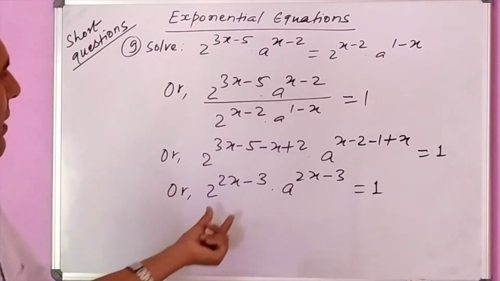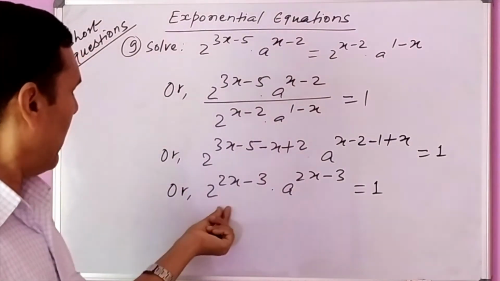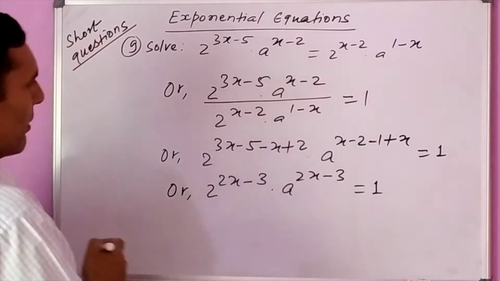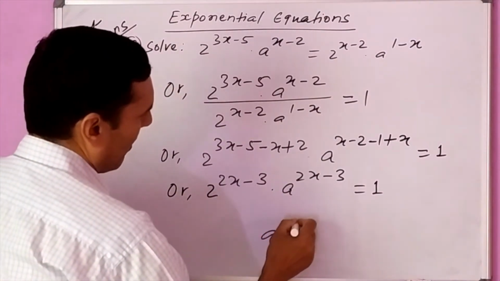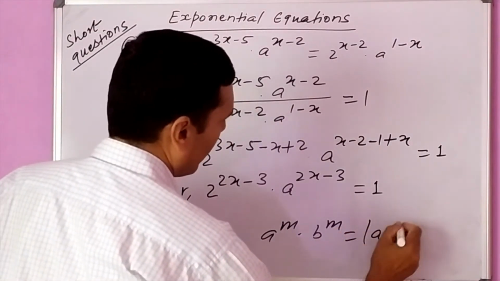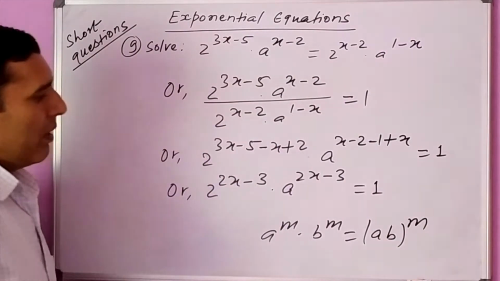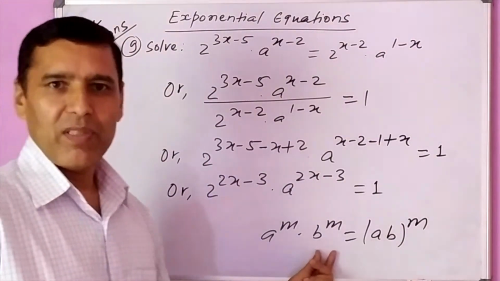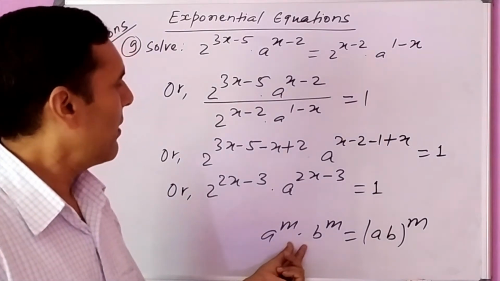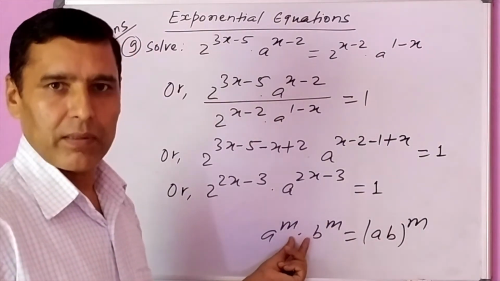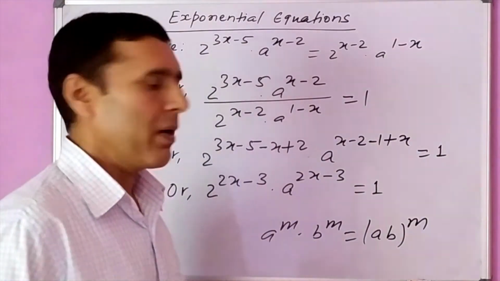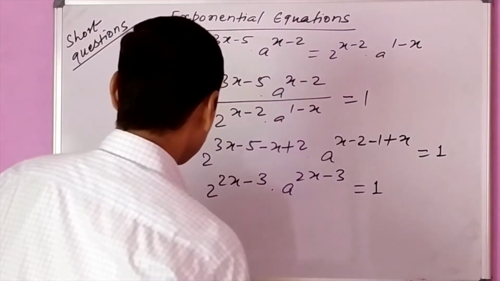Now we have the same power of 2 and a here: 2 to the power 2x minus 3, a to the power also 2x minus 3. We know that if we have a to the power m into b to the power m, we can write this as ab to the power m. On different bases, if we have the same exponent, we can raise the same exponent for the product of the two bases, a and b.